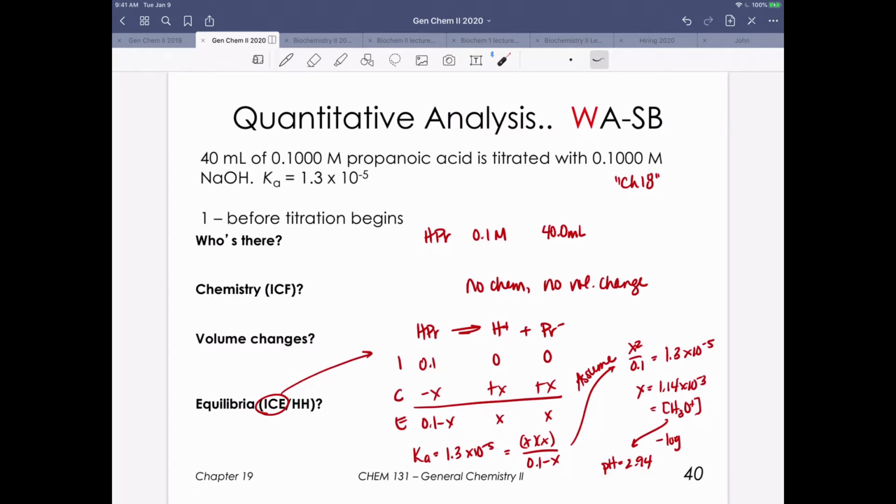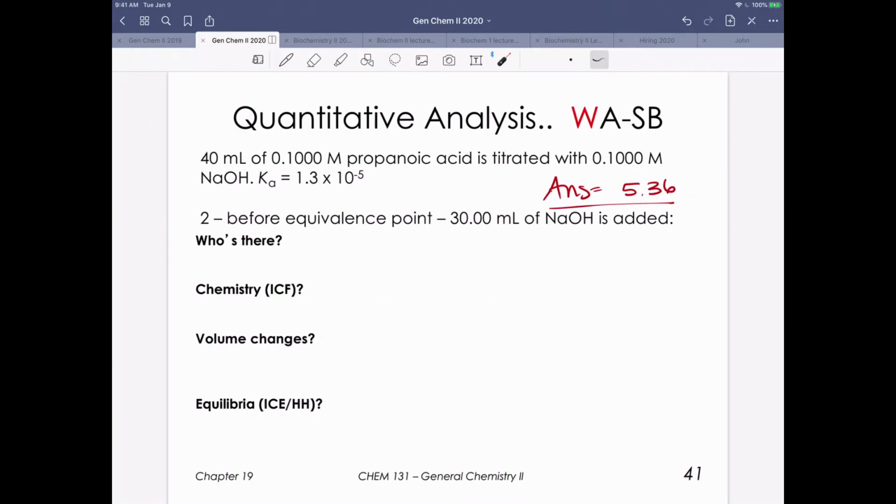So hopefully that was pretty straightforward for you, a review from the kinds of problems you're likely to see in chapter 18. And this is the kind of problem that you might see on the fundamentals quizzes, which are on equilibria. So moving on to the next piece, we are looking at before the equivalence point.